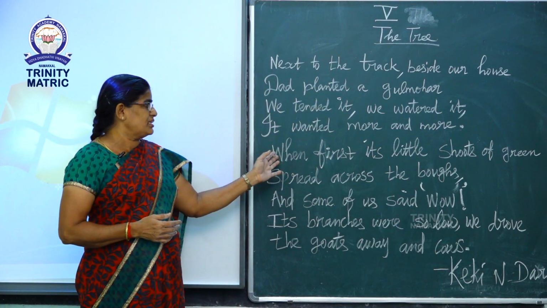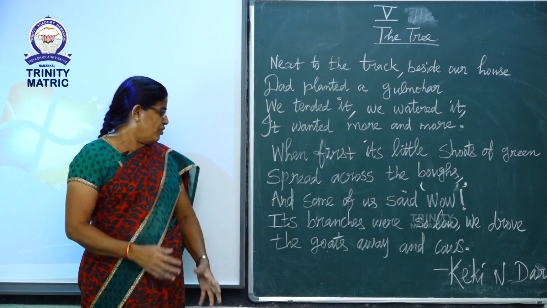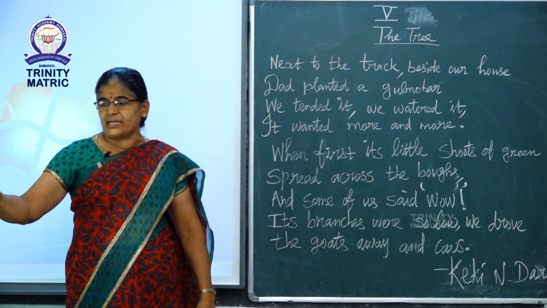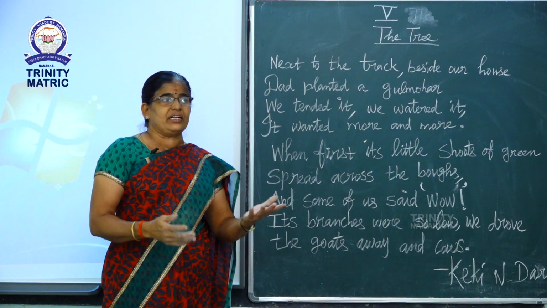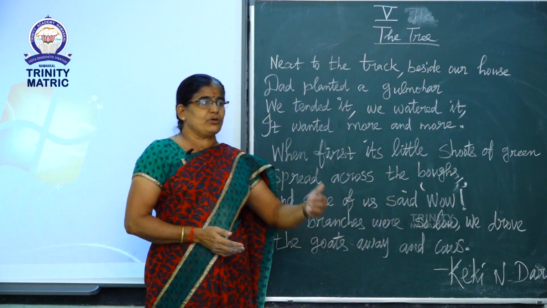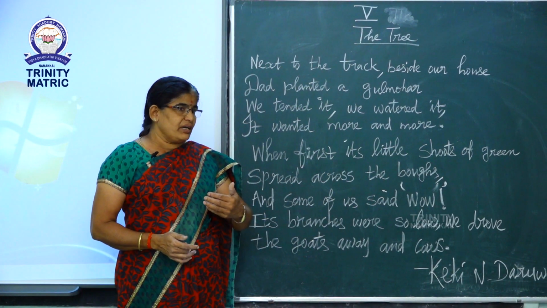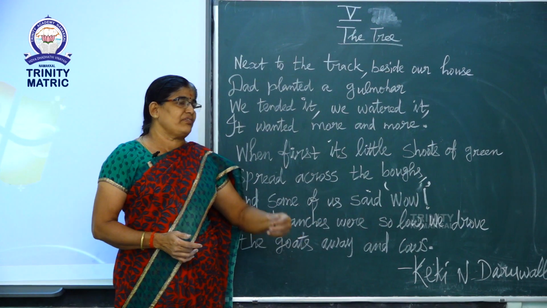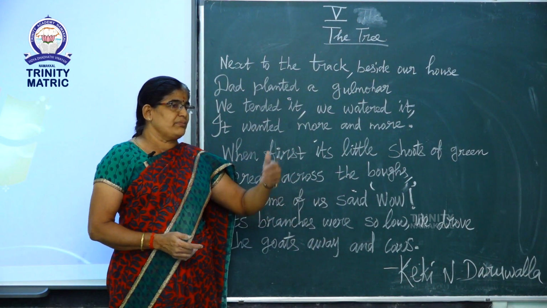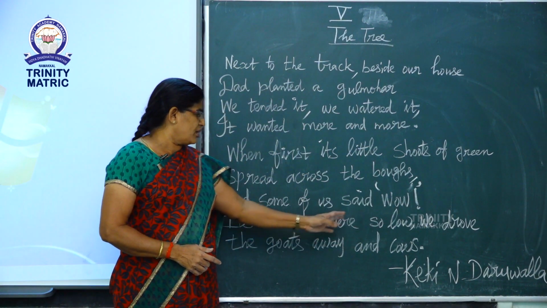So, when the tree spreads its little shoots of green, you will say, wow. Its branches were so low. So, will the goats and cows eat the leaves? No. If the animals, cows, eat the plant, what will they do? They drove the goats. Drove means to move the animals from that place to another place. So, drove the goats and cows away.